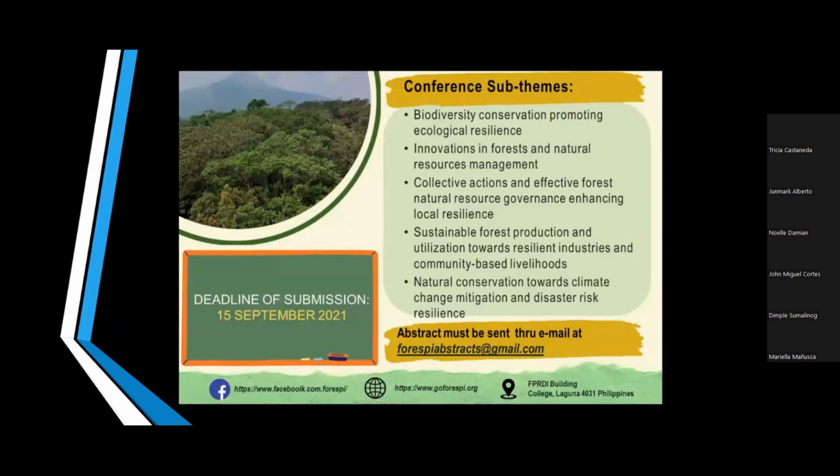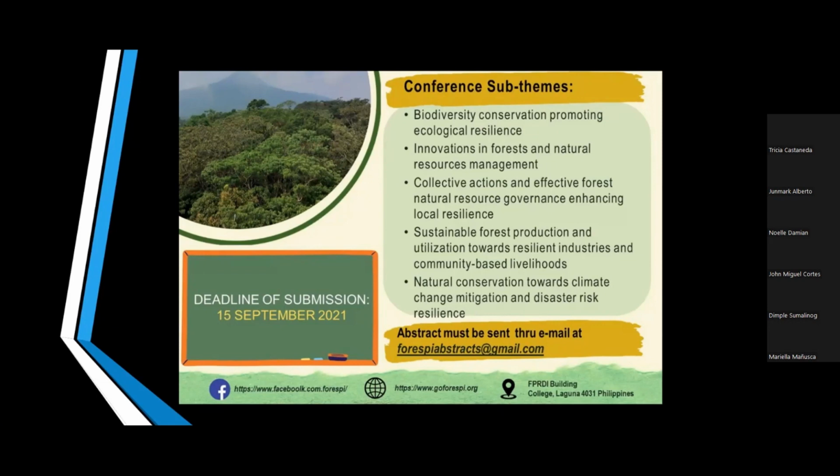Yung 16th Forestry International Conference ay may 5 sub-themes. They have biodiversity conservation, they have innovations in FRM, they have collective actions in natural resource governance, merong sustainable forest production and utilization for community-based livelihood, meron tungkol sa DRRM. Okay? And actually, ine-extend pa yan. Dumadami yung mga teams na yan, depende sa dami na nag-a-apply.